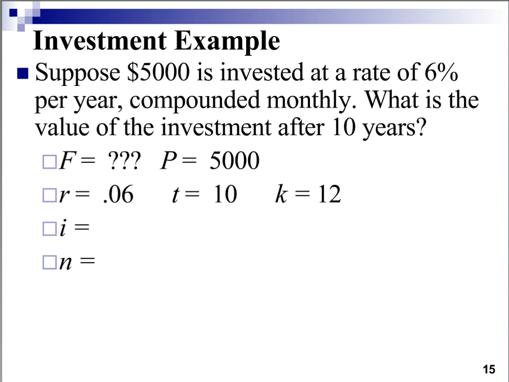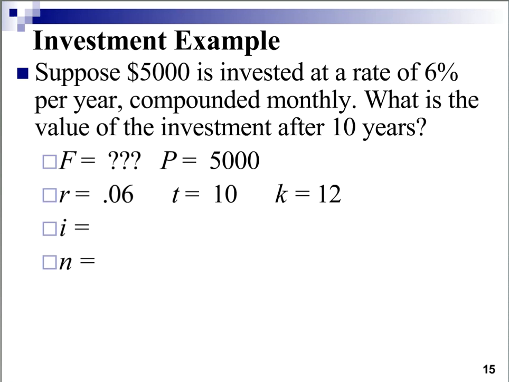And then k, little k, is 12 because we're compounding monthly. Remember that little k is the number of compoundings per year. Now, we're going to end up using the collapsed version of the future value formula, so we're going to need little i and little n.